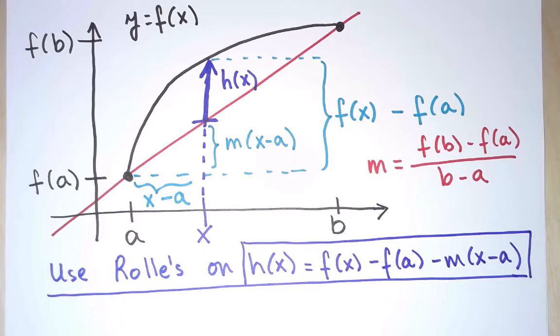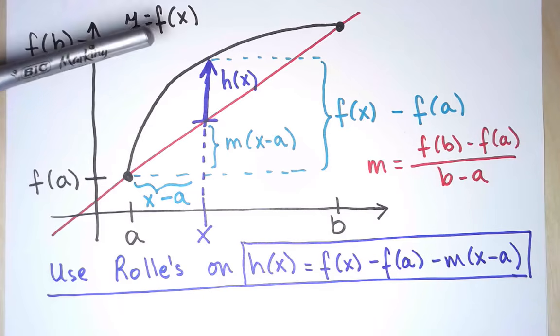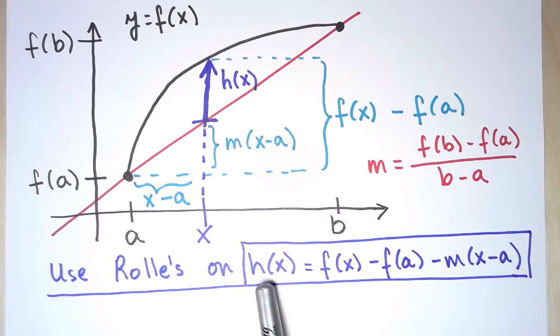Here is my plan. I begin with a function f. I construct a second function h by this equation. I apply Rolle's theorem to h. That will give me some conclusion about its derivative h prime. And whatever that derivative is, I transform it into some conclusion about f prime. That's the idea. Let's do it.